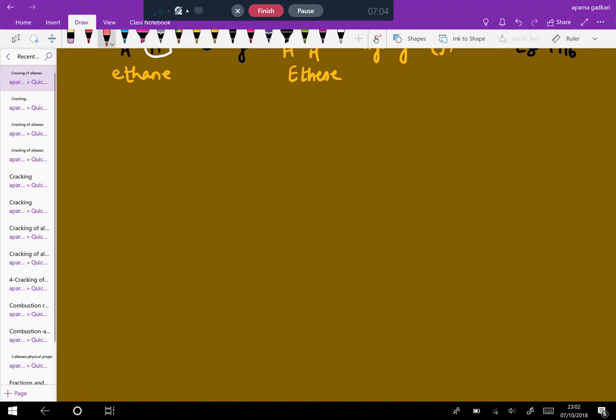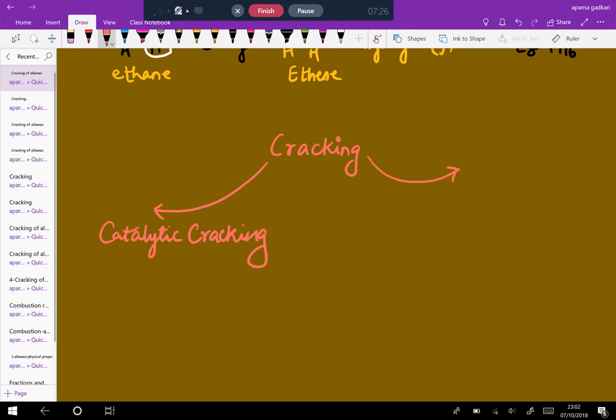Now cracking can be of 2 kinds basically. So the first type of cracking is the catalytic cracking. And the second type of cracking is the non-catalytic cracking.